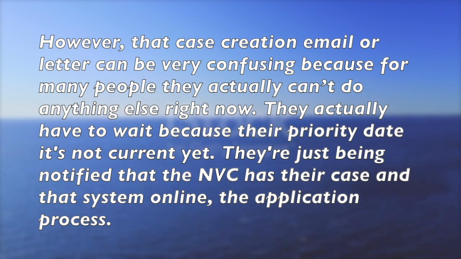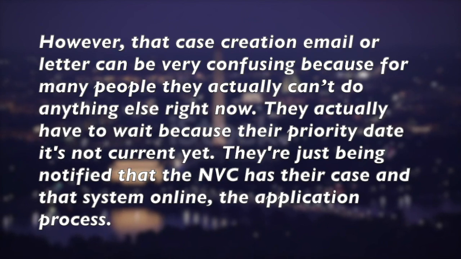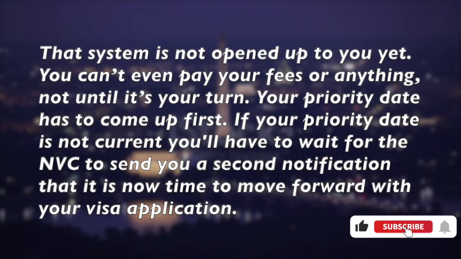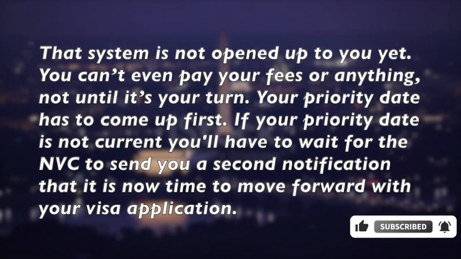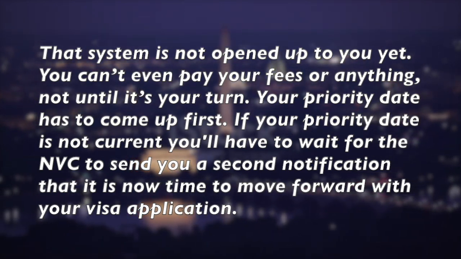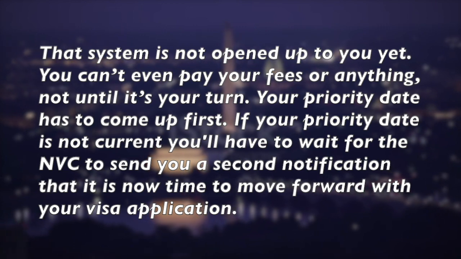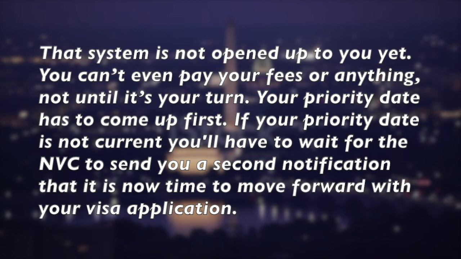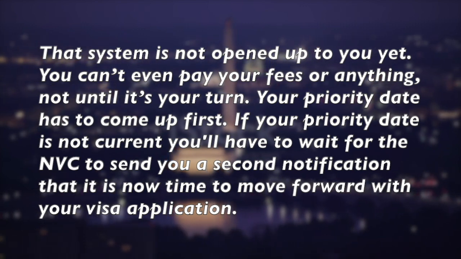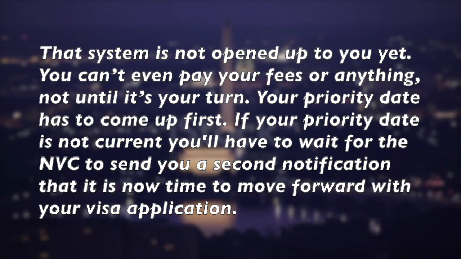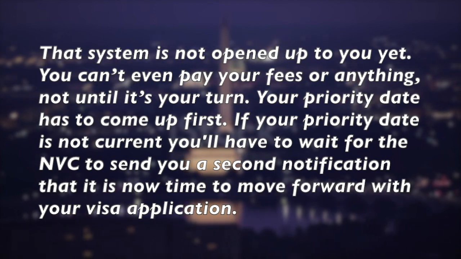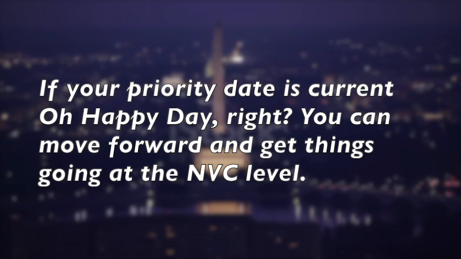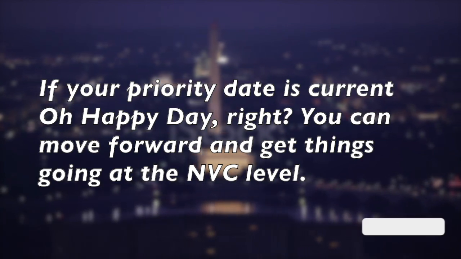They are just being notified that the NVC has their case. The system online, the application process, is not opened up to you yet. You can't even pay your fees or anything, not until it's your turn. Your priority date has to come up first. If your priority date is not current, you will have to wait for the NVC to send you a second notification that it is now time for you to move forward with your visa application. If your priority date is current, oh, happy day, right? You can move forward and get things going at the NVC level.